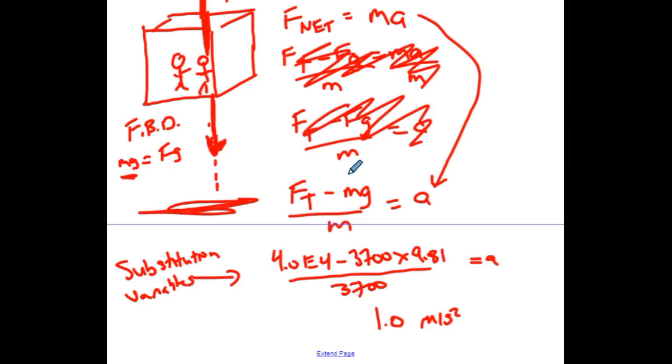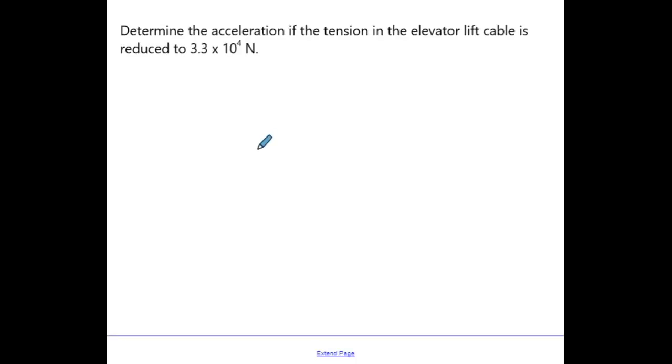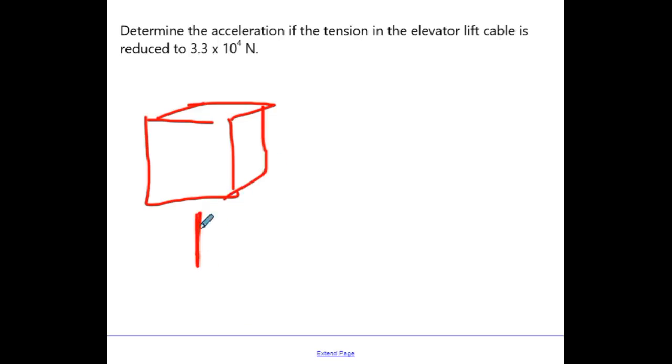So, okay, I want to move on here because I've got more examples. Like always, if you have questions, pause and ask me for some help. Otherwise, let's try another one here. Similar question, but now it wants to know the acceleration if the tension in the lift cable is reduced to 3.3 times 10 to the 4. So I want to draw kind of the exact same scenario here, a free body diagram. We know that gravity is pulling us down and tension is pulling us up, right? There's a rope with tension on it pulling us up, and gravity is pulling us down.